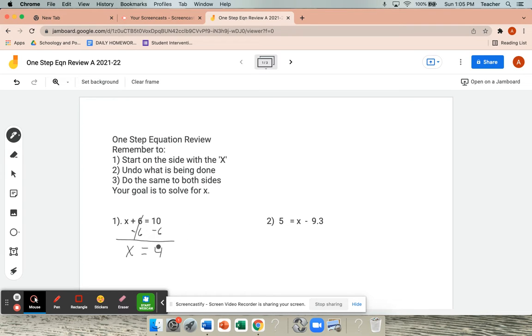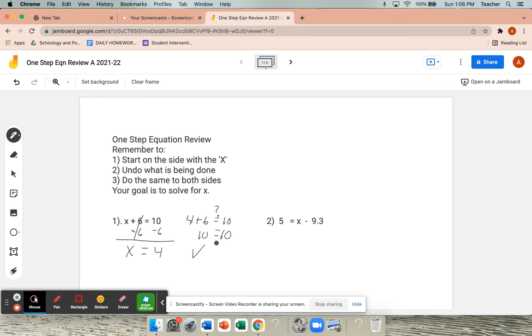To check our work, we take the original equation and we plug the 4 in for the x. So 4 plus 6. Does that equal 10? It does. 10 equals 10. It checks. So when you take your quiz later this week, you can tell me if your answers are correct or not.